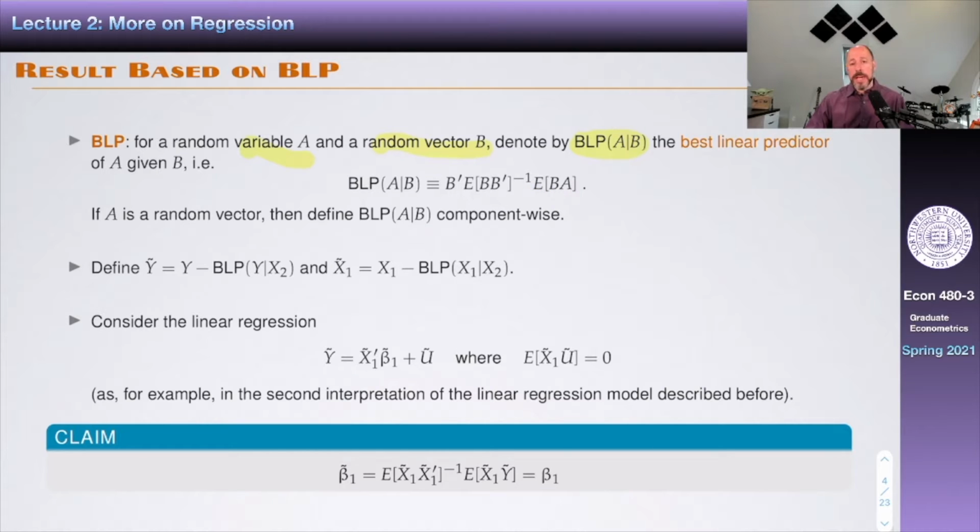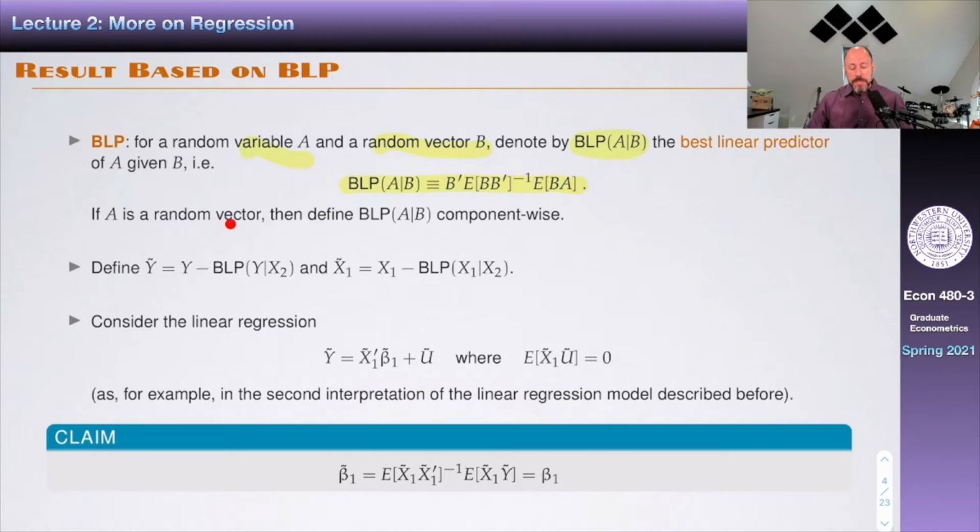Remember last time it was like X prime beta, where if you just project A on B, you're going to have B prime times the corresponding beta, which is the expected value of B B prime, inverse, times the expected value of B A. So one thing that I want to highlight here is that the best linear projection of A given B has only B as a random variable. But just look at the other objects, there are expectations, okay? So when you write best linear prediction of A given B, the only random element here is just going to be B that appears at the front of this expression, okay?